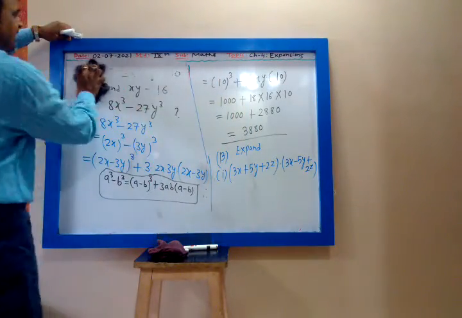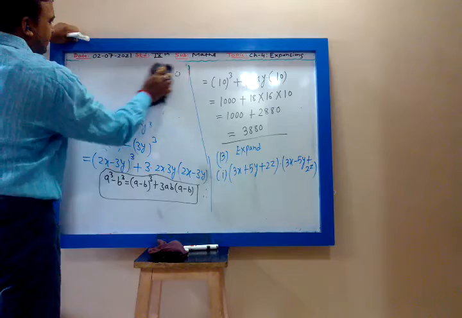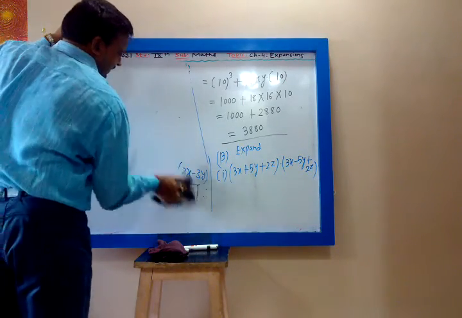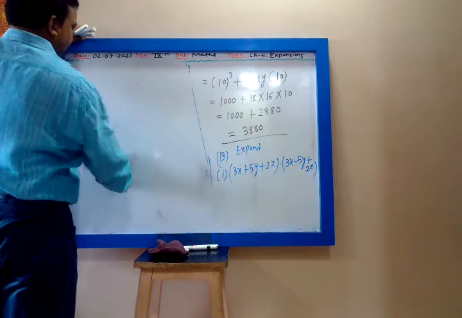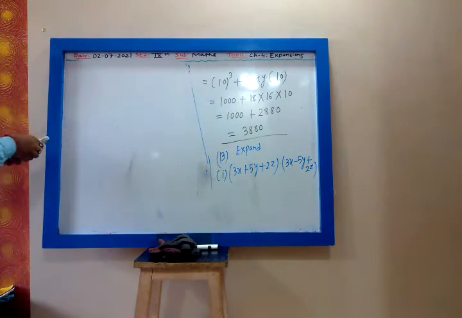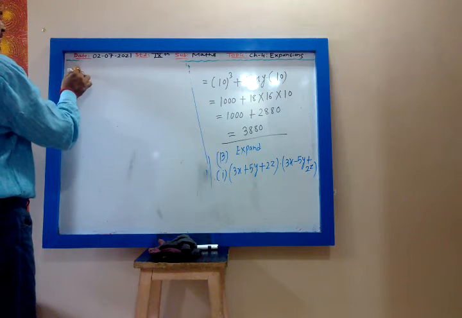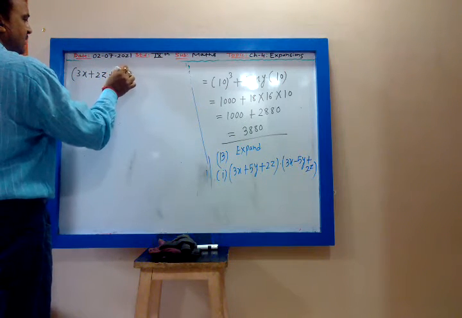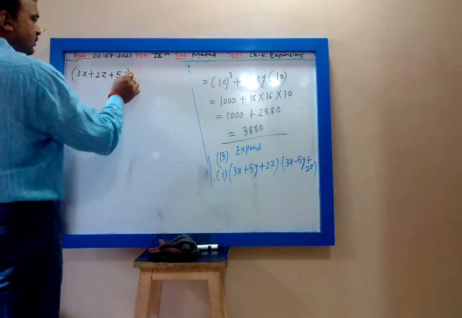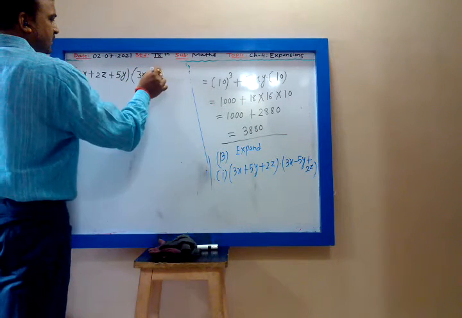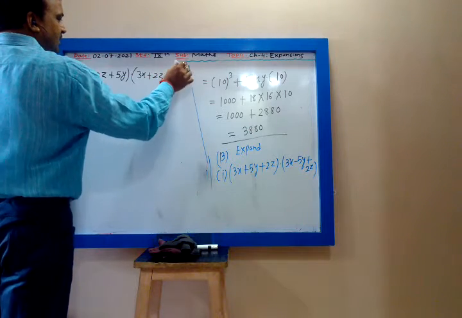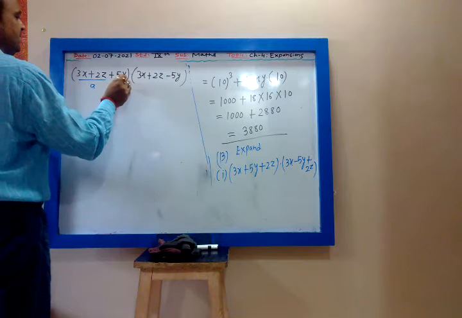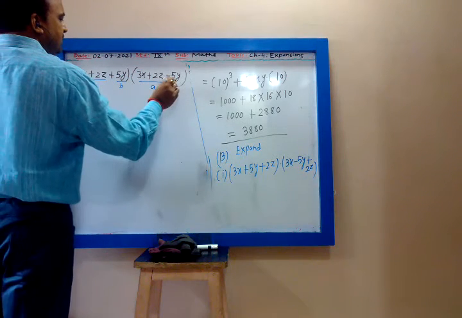So this I will rewrite first. This we have to rewrite, my dear. So this I will write 3x plus 2z plus 5y, then into 3x plus 2z minus 5y. Now these two I will take together. This is my A, this is my B.